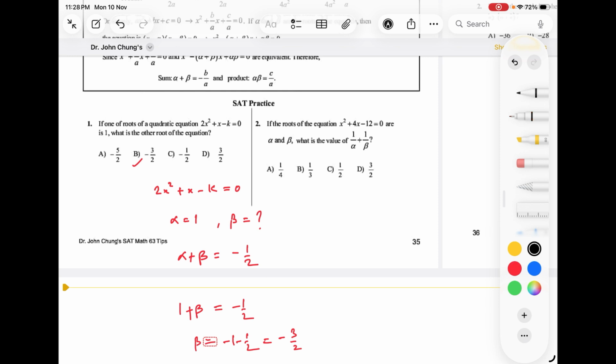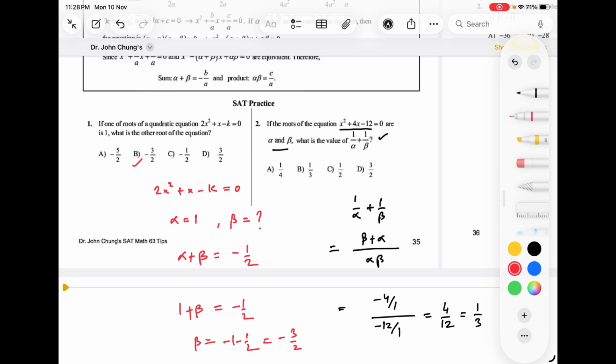For question number 2, if the roots of the equation are alpha and beta, what is the value of 1 upon alpha plus 1 upon beta? Here 1 upon alpha plus 1 upon beta can be simplified by taking the LCM. And in the numerator we get alpha plus beta or beta plus alpha. What is beta plus alpha in this case? It is minus b upon a, that is minus 4 upon 1, and alpha beta is c upon a, that is minus 12 upon 1. So it becomes 4 upon 12, which is simply 1 upon 3. So the right option is B.